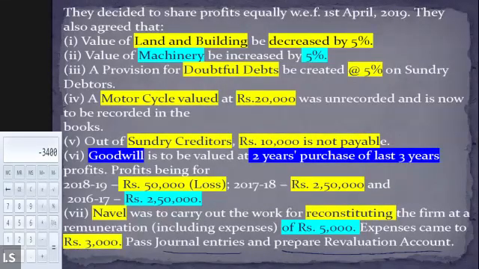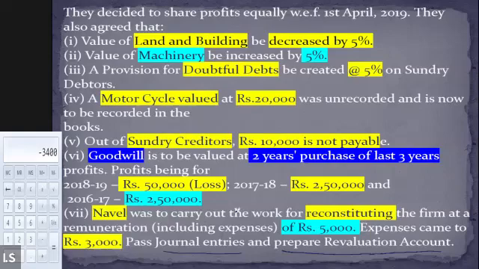So first of all, what are we going to do? We will first pass the journal entries, and then we will prepare the revaluation account. We will be passing the journal entries for all the additional information given to us in this question, one by one. Not to be worried about all the information. We will be dealing with all the items one by one.